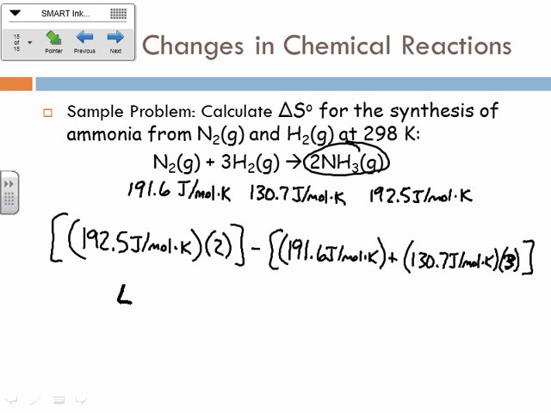Okay, and I'm getting a delta S here. And again, this degree thing, just to remind you, all that means is we're at 298 Kelvin, or 25 degrees Celsius, okay? That's all that little circle there means. It just means at standard temperature, okay? So I'm getting a delta S of negative 198.7. Again, that's joules per mole times Kelvin for the units. That's going to be your units for S.